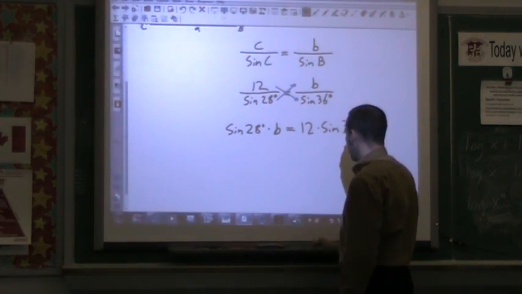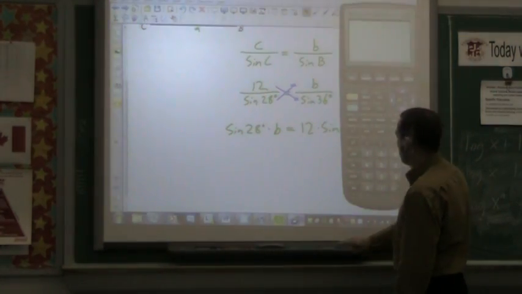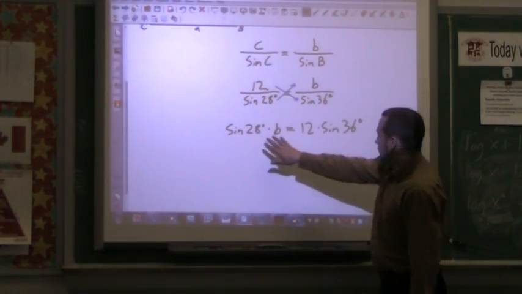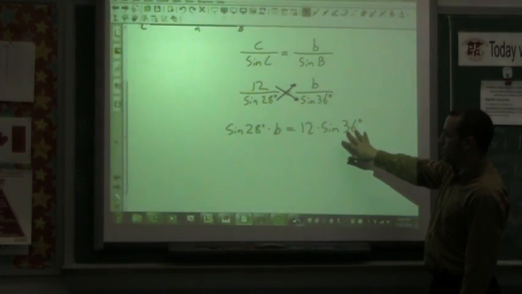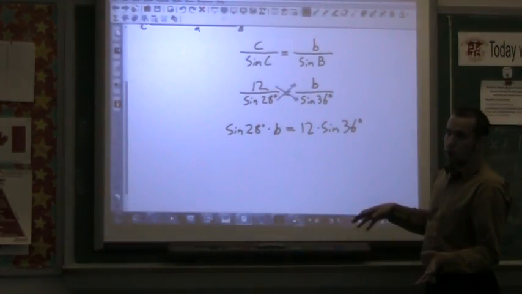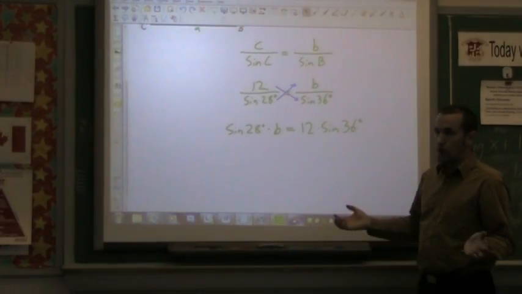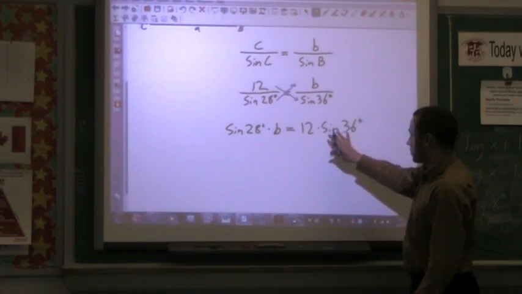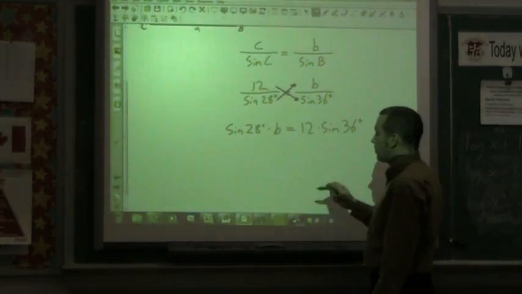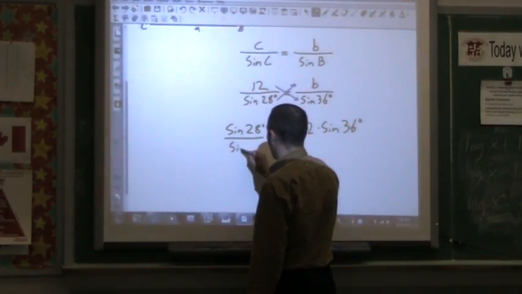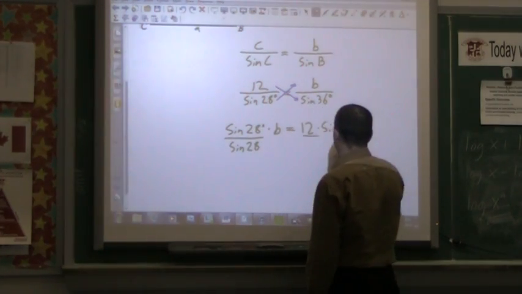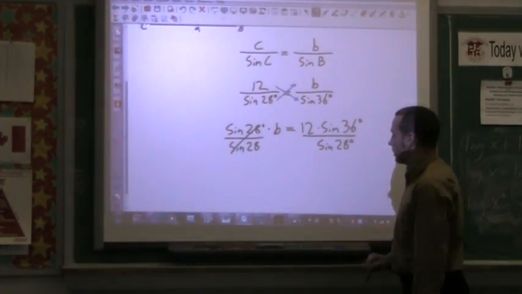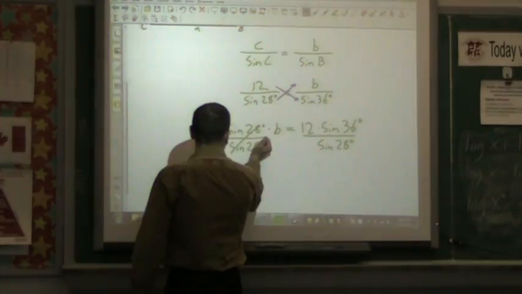Okay, I'm going to see if my calculator's on. It's not. I'm going to turn that back on. So now at this point, you can either bring the sine 28 over to the other side, or you can put the numbers in right away. Either way works. I kind of like to get all of this information on one side, so I have B by itself. That means I'm going to divide by sine 28 degrees on both sides, and this goes away. So we'll just erase it away.